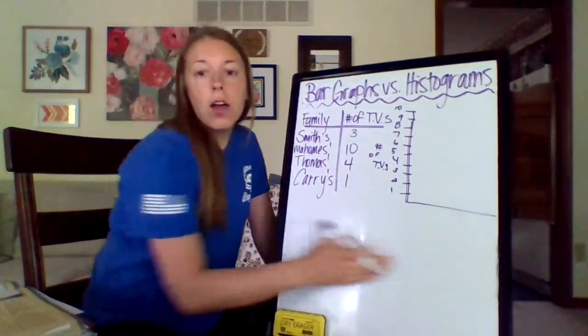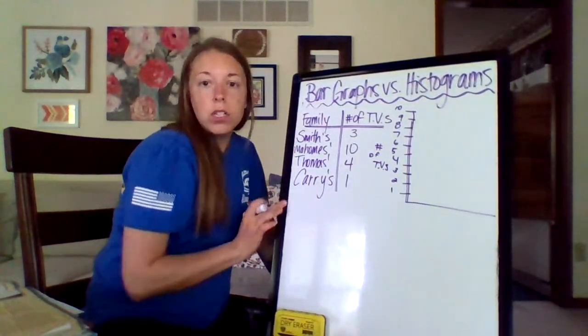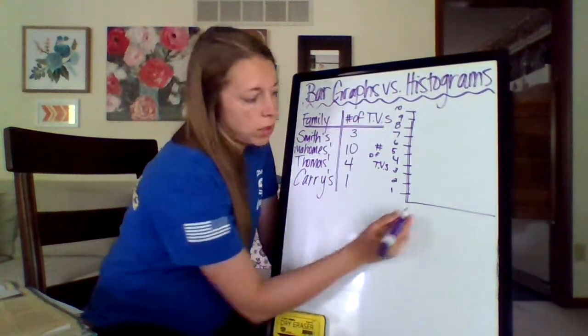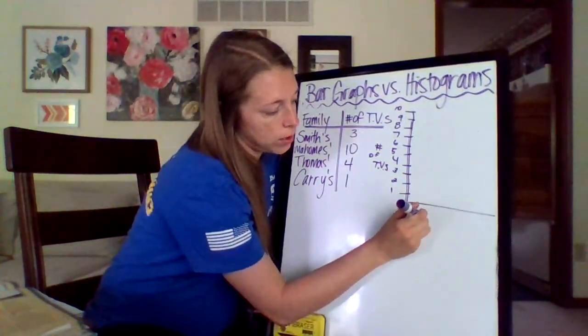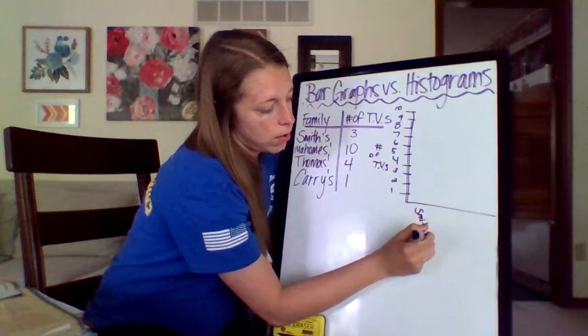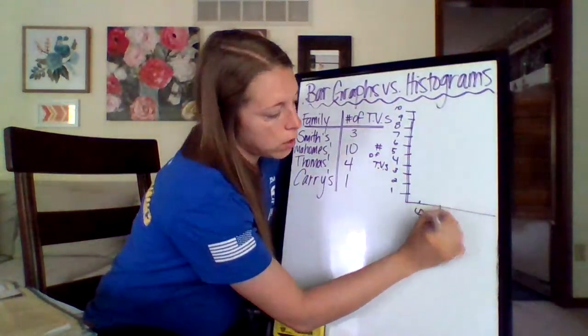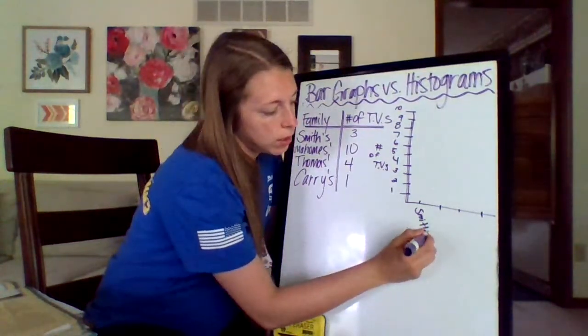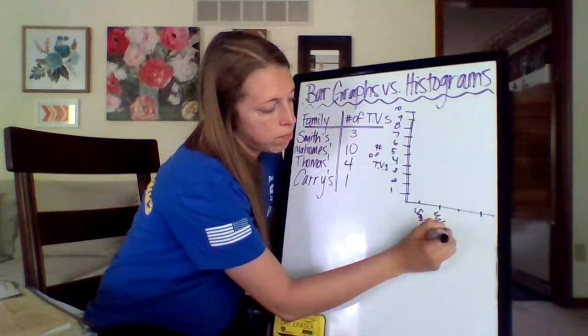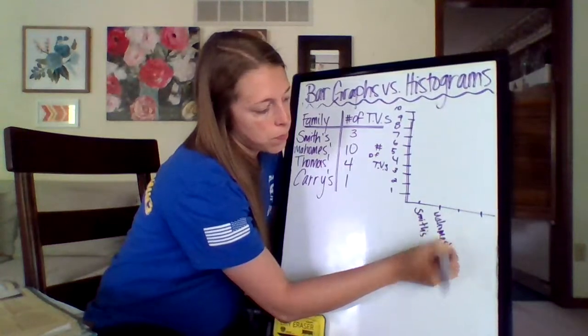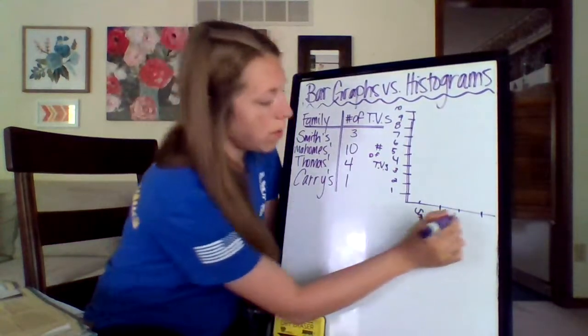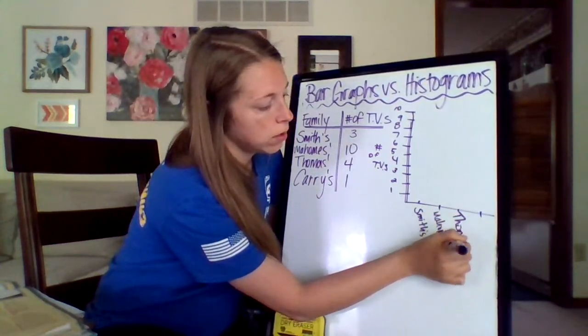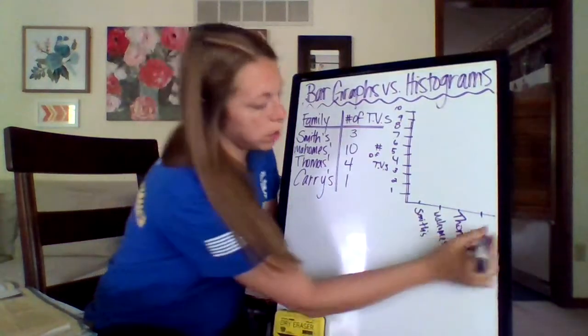All right. On the bottom, we list out the family names. So we have the Smiths. There are 4 families here, so I'm going to keep them spread out. The Smiths, the Mahomes, the Thomases, and the Careys.